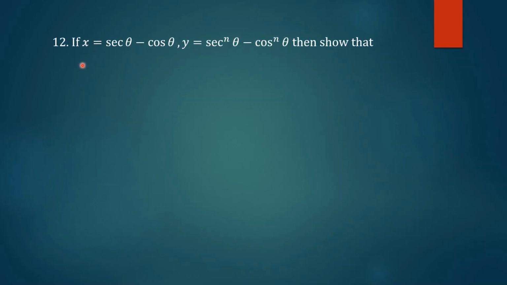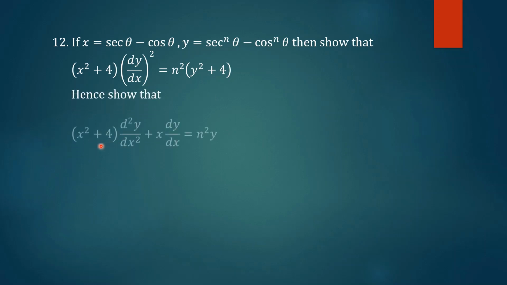You see this question: if x is equal to sec theta minus cos theta, y is equal to sec power n theta minus cos power n theta, then show that. This is your question, and here is a tail of the problem also, hence show that this one. Actually the problem has two parts. The first part is to show this line, and the second part is to show this line.